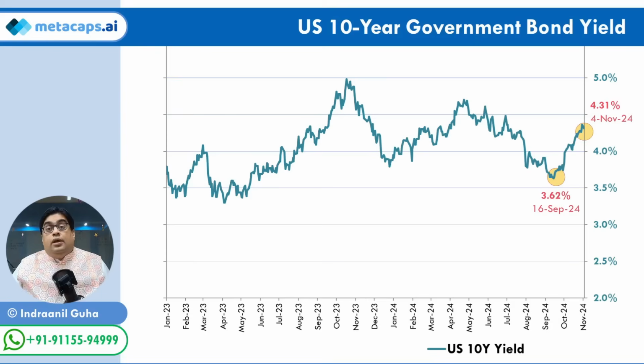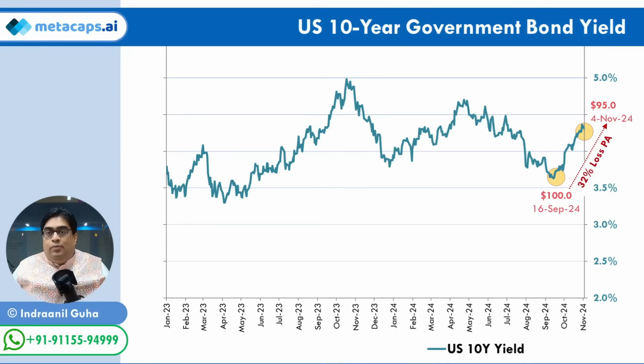But by how much? If you would have invested $100 in a US government 10-year bond on 16th of September 2024, when bond yields were at 3.62%, the value of this $100 would have been reduced to $95 by 4th of November 2024. That's a loss of 5% in a span of just 1.5 months. If you annualize this loss, this would translate to a loss of 32% per annum.